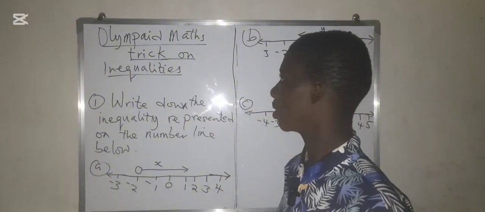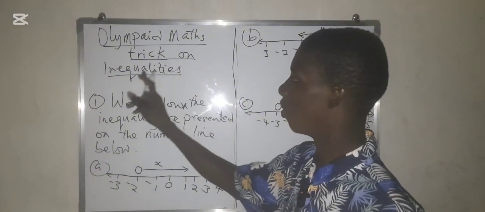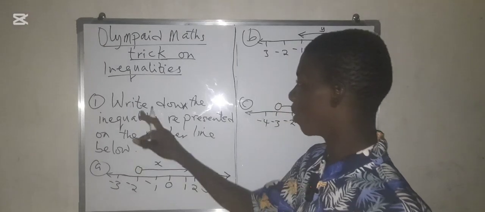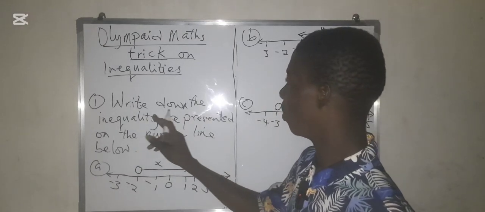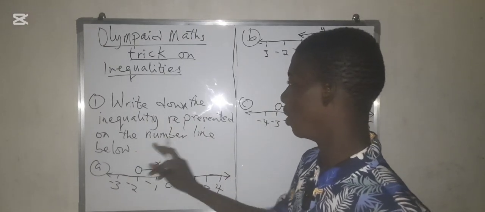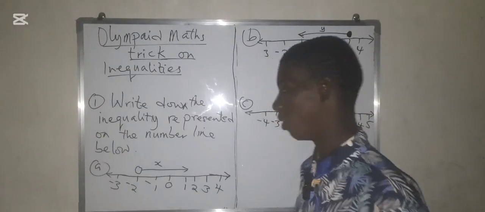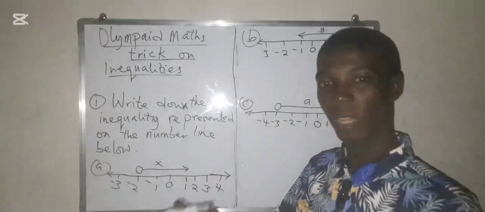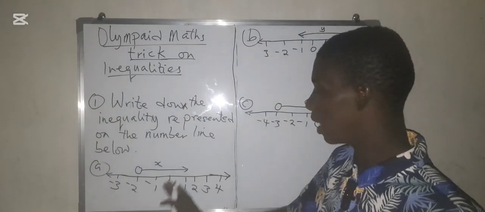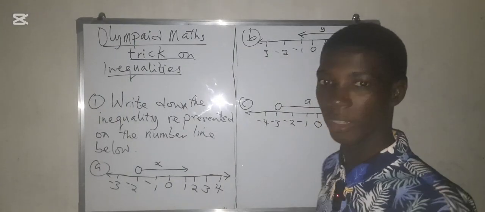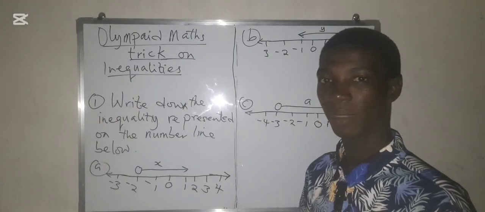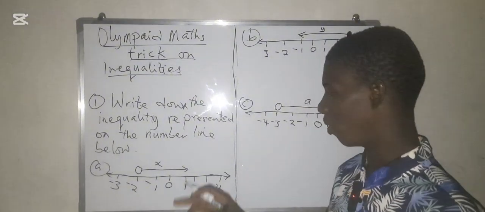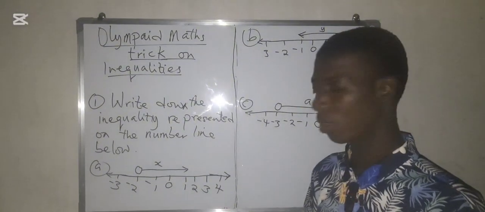Mathematics Olympiad mathematics tricks on linear inequalities. Write down the inequality represented on the number line below. These are the number lines drawn. We are asked to write down the inequality that is represented on the number line drawn. Now, let me show you a trick on how to solve this kind of question.